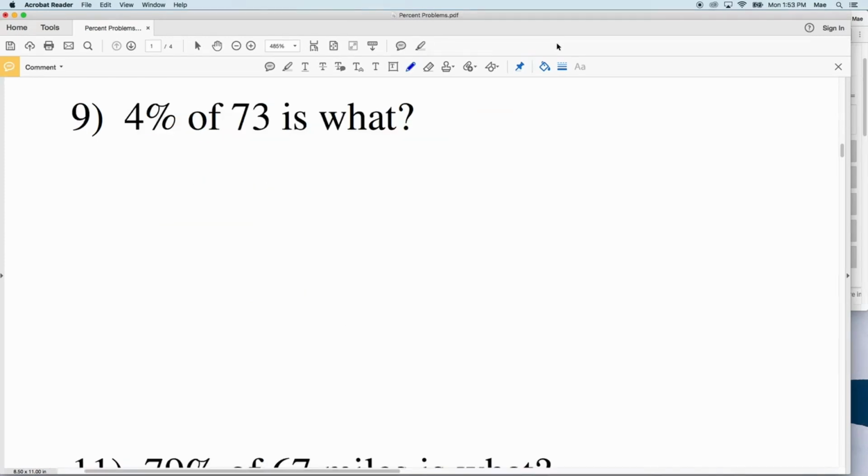In this video, we're continuing on with our percent problems worksheet on the Kuta Software website, and I'll leave a link in the description below. In the last video, we started solving using proportions. Let's go over that.